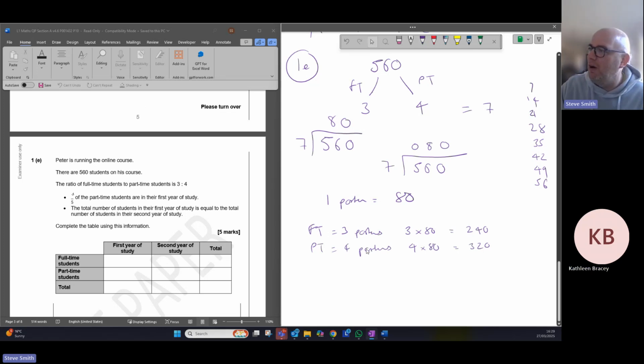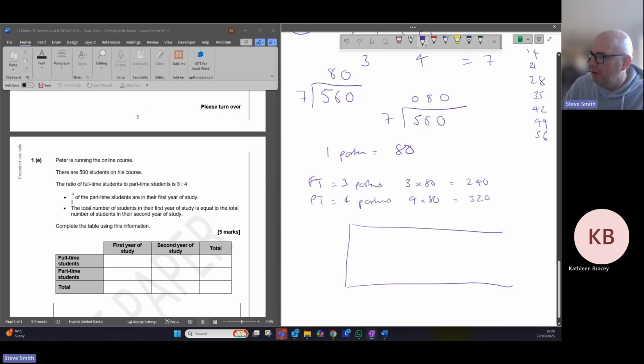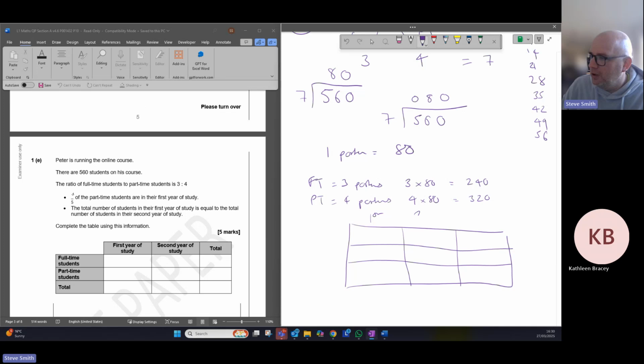Okay, we've now figured out, can I just draw a grid like that? It's not very straight, but I can go 1, 2, 1. Oh, that's a bit wobbly. So that's first year, second year, total, full time, part time, total. We know this number already: the total number of students was 560. We've got that sorted, done.